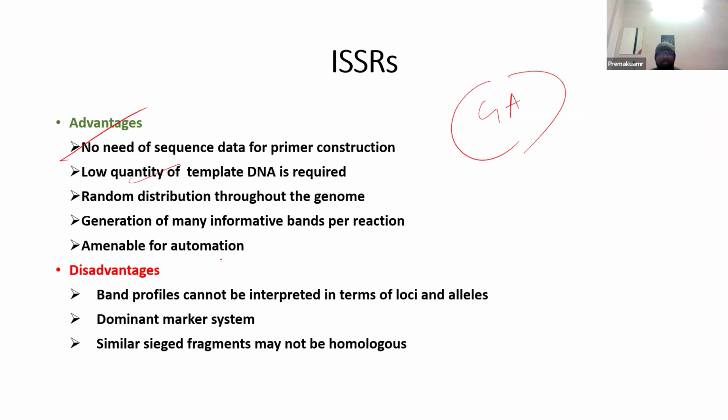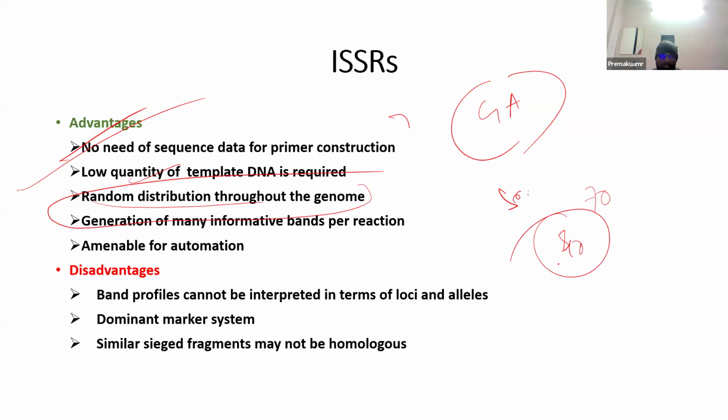Then, it works with low quantity DNA. If you need sequence-specific complementary primers, you need high quality DNA. But here you don't know the sequence, wherever it's going, it's random, so low quantity DNA can also be used. Then there is random distribution throughout the genome, because in eukaryotes more than 40% of the genome is repetitive. Somewhere you are going to get these types of repeats.